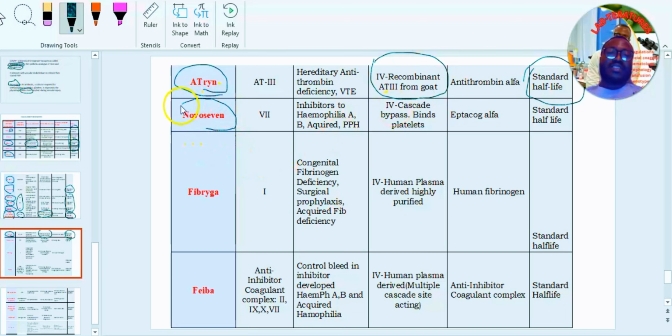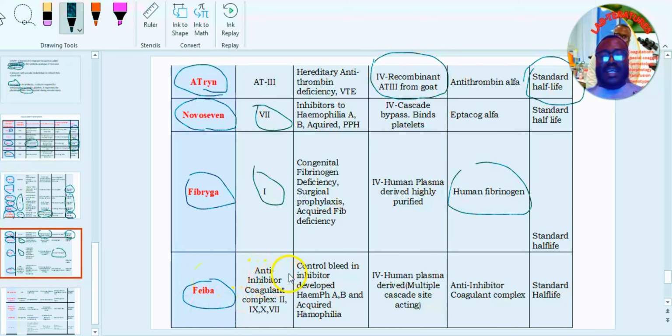Interesting. So this is NovoSeven. Nobody should even tell you that NovoSeven is for factor 7 replacement. Fibryga is for factor 1 replacement. And I nearly got confused. I was always thinking that those that start with FIB are all for fibrinogen, but interestingly, only Fibryga is for factor 1 replacement, and it is human fibrinogen.